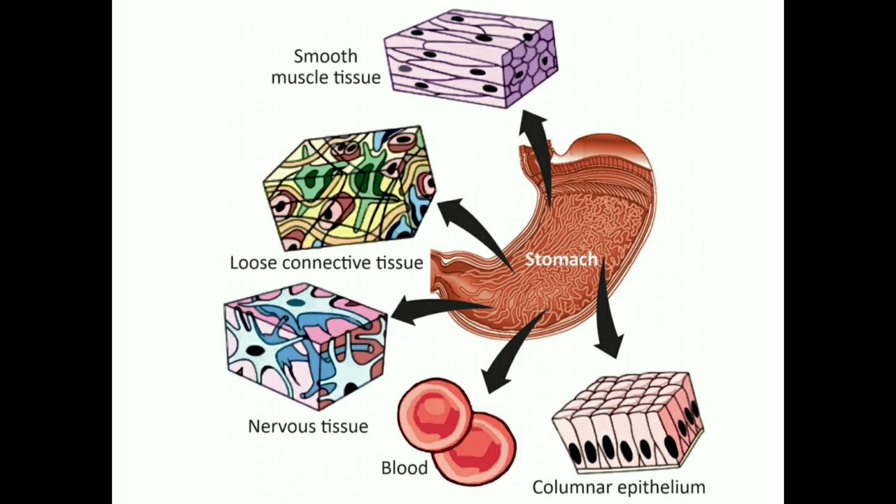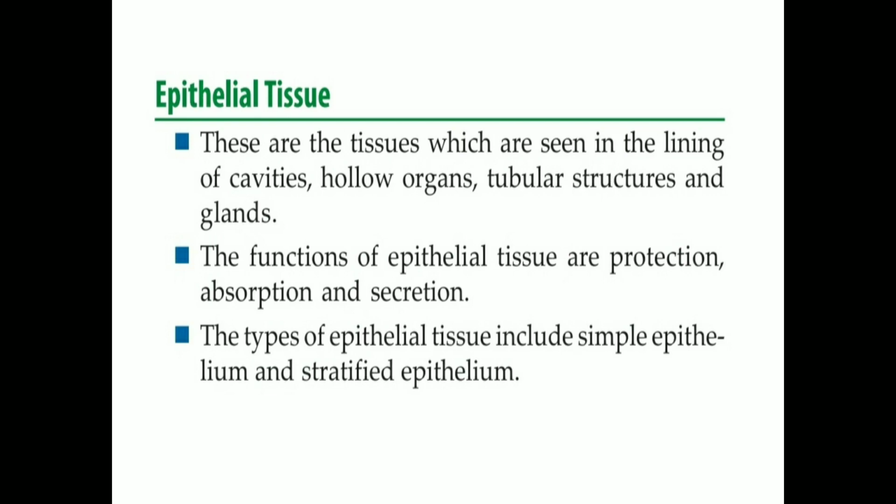And here, this is an organ called the stomach, which is made of various tissues such as muscular tissue, connective tissue, nervous tissue, then epithelial tissue. These are the various types of tissues, and in this lecture we'll try to understand the epithelial tissue. These are the tissues that are seen in the lining of the cavities, hollow organs, tubular structures and glands.